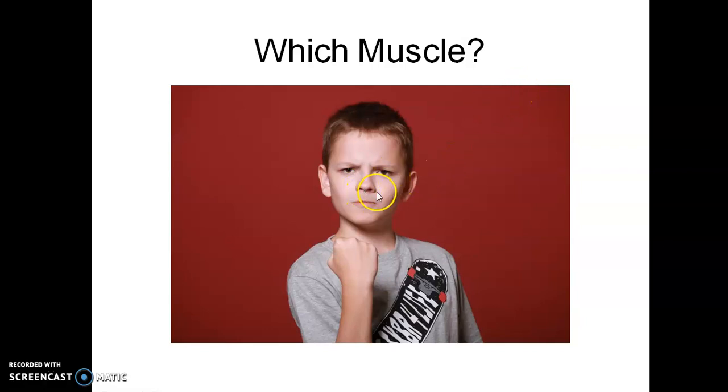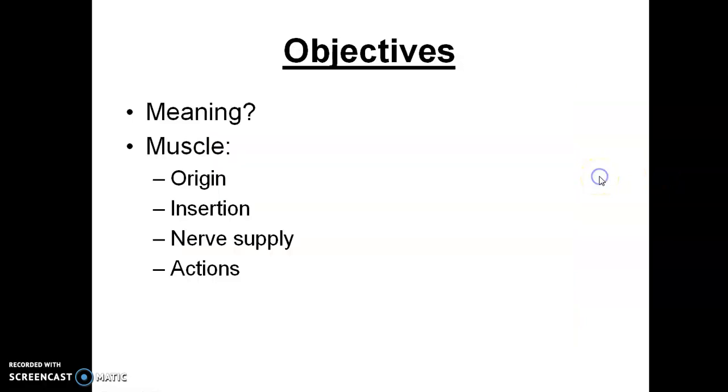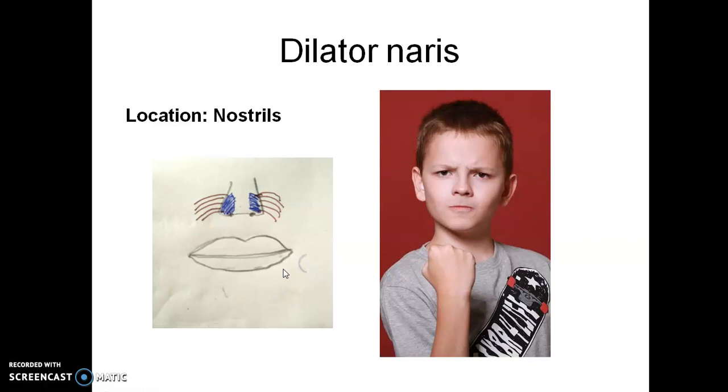So which muscle is involved in anger? Especially these dilated nostrils are there, no? Which muscle is involved? That is what we are going to see here. So what is the meaning of that muscle? And the muscle will be dealt under origin, insertion, nerve supply, and action.